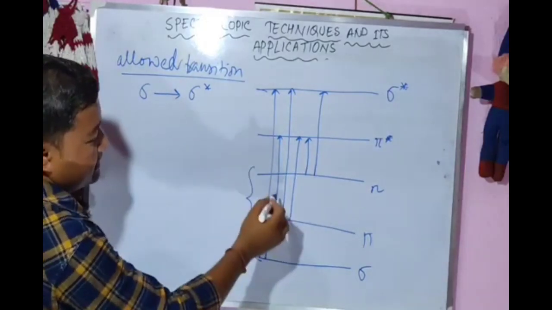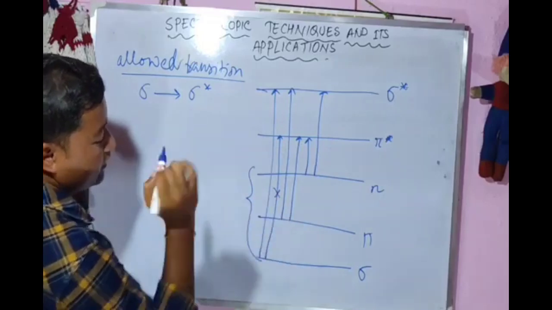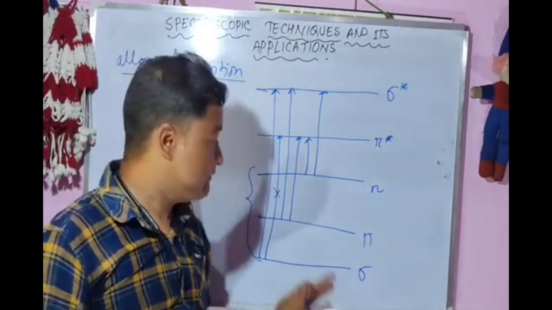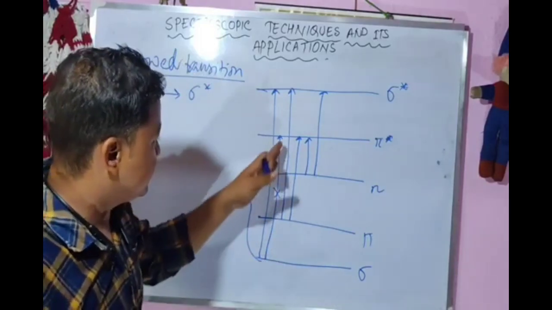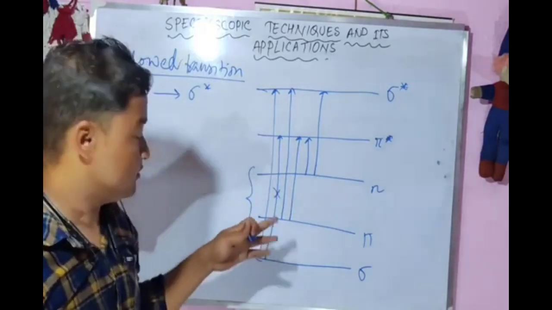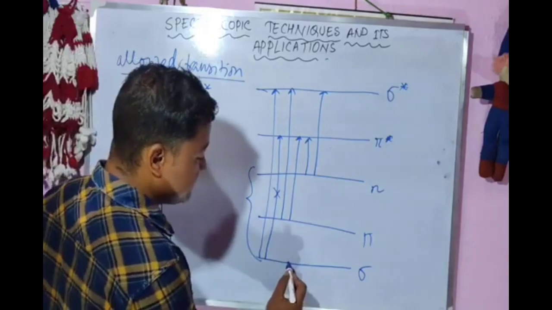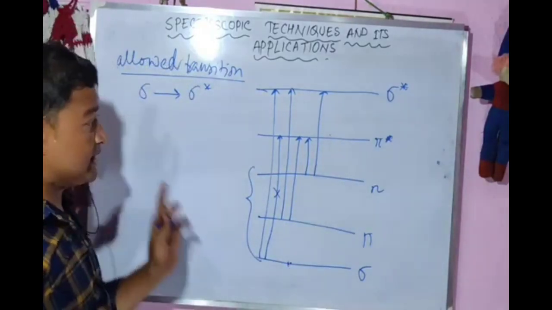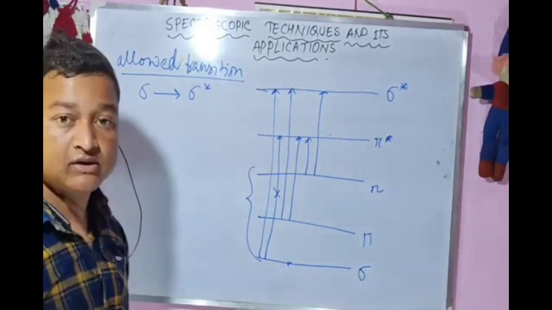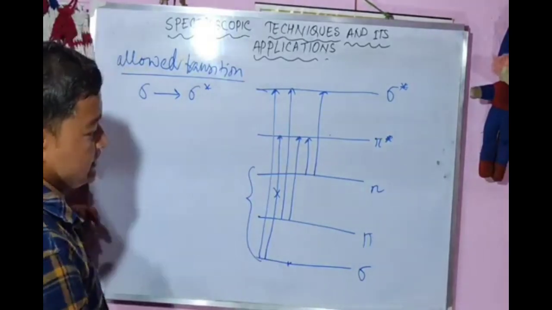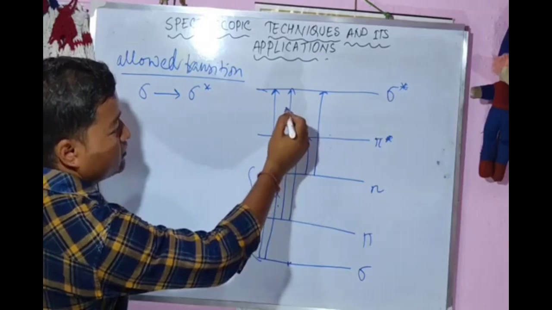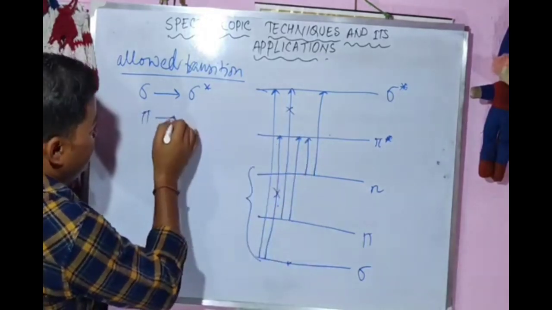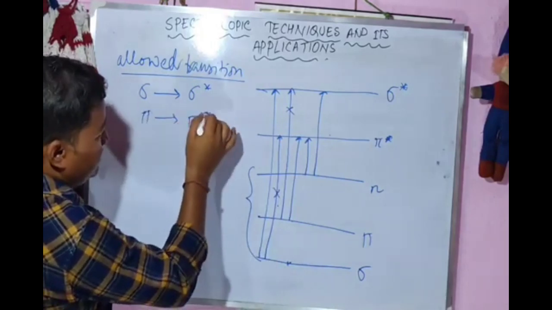And sigma to pi star transition is not allowed because it is symmetry forbidden. It does not follow the symmetry rules because the symmetry of the sigma orbital and the symmetry of the pi orbital are different. So sigma to pi star transition does not occur. It is a forbidden transition. And pi to sigma star also does not occur. Pi to pi star occurs. It is an allowed transition.